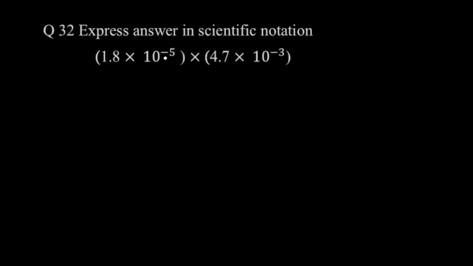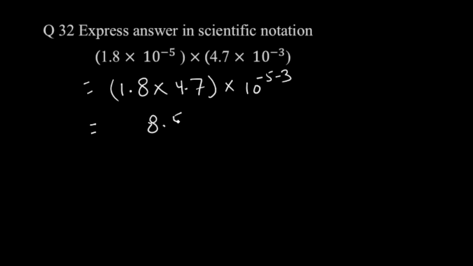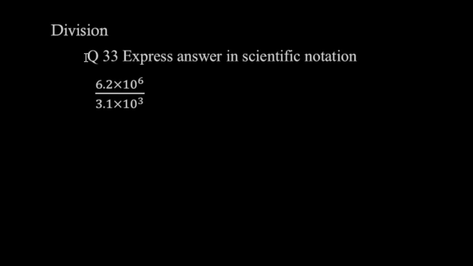1.8 multiply 10 to the power minus 5 multiply 4.7 multiply 10 to the power minus 3. Here you go. 1.8 multiply 4.7, then 10 to the power minus 5 minus 3. 1.8 multiply 4.7, 8.5 multiply 10 to the power minus 5 minus 3, minus 8. Now move to the another topic, division.